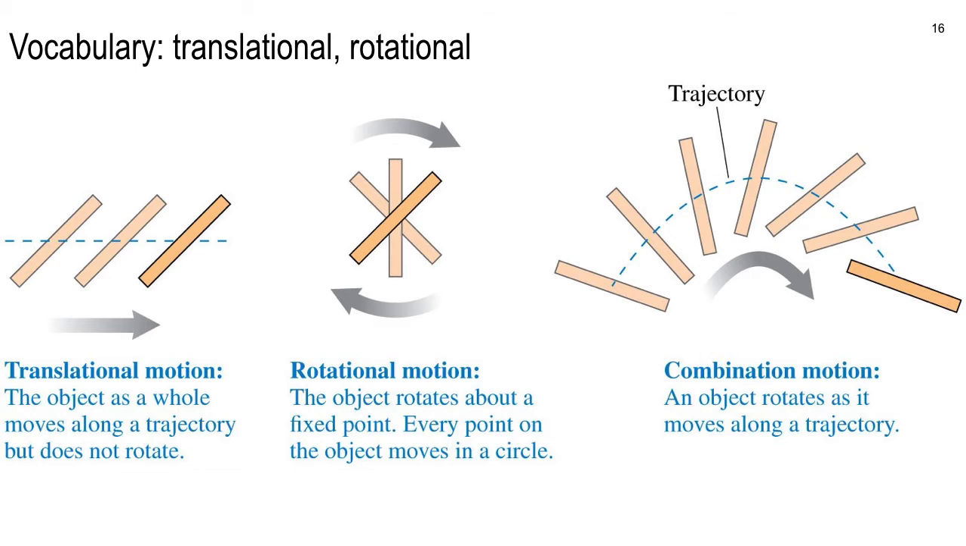Translational motion means going from point A to point B, either as a straight line or maybe in a curved trajectory. The curved trajectory is a combination of two translations, some translation up, some translation across.